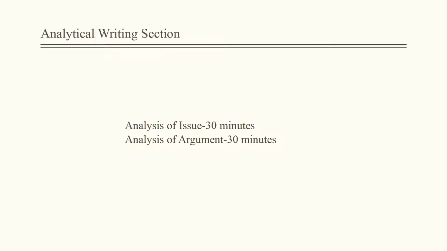The analytical writing section of the GRE requires you to write two essays. One will be an analysis of an issue, and the other will be an analysis of an argument. You will have 30 minutes for each of these essays.